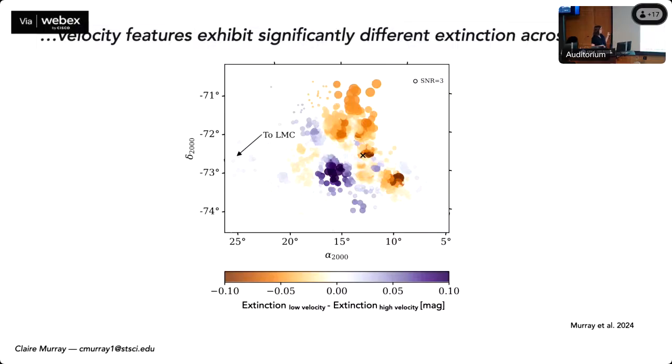Basically, the orange and purple colors are telling you that the difference in extinction between stars at low velocity versus high velocity changes as you move across the SMC in ways that have startling spatial coherence. So we see that over here, where you see orange, gas at low velocity is in front, and in purple, gas at low velocity is behind. So what we infer is that the order of these gas components actually changes as you move across the face of the SMC, and it does so in ways that don't appear to be random.